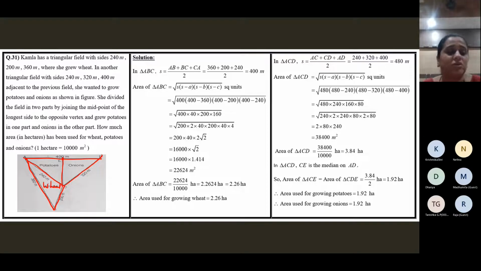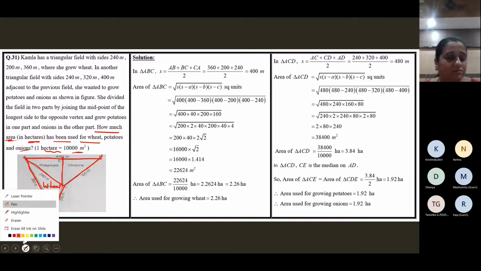Now, I also told you that an area of 1 hectare is equal to 10,000 meters square. Now, the rest of it is very simple. So you know how to compute area. Now, what's the question? You need to find the area in hectares. How much area in hectares has been used for wheat, potatoes, and onions? So you should find the area of the field in which she grows wheat, and the area of the field in which she grows potatoes and onions separately. The 3 separately you'll have to find.